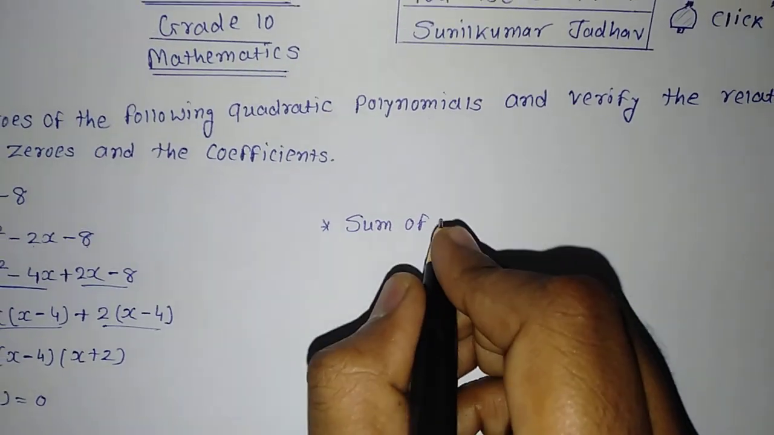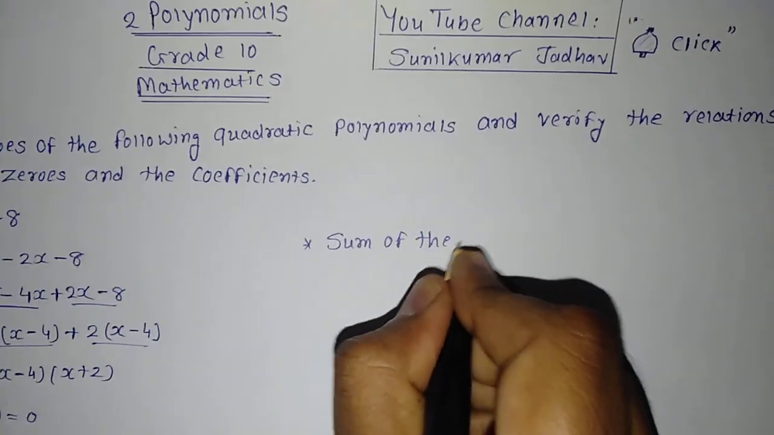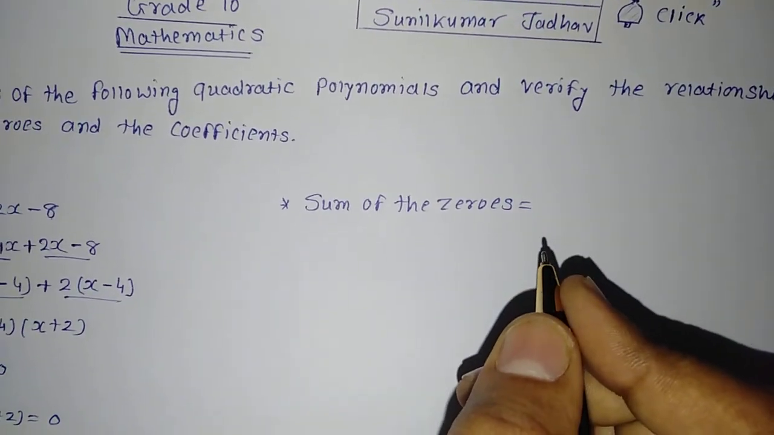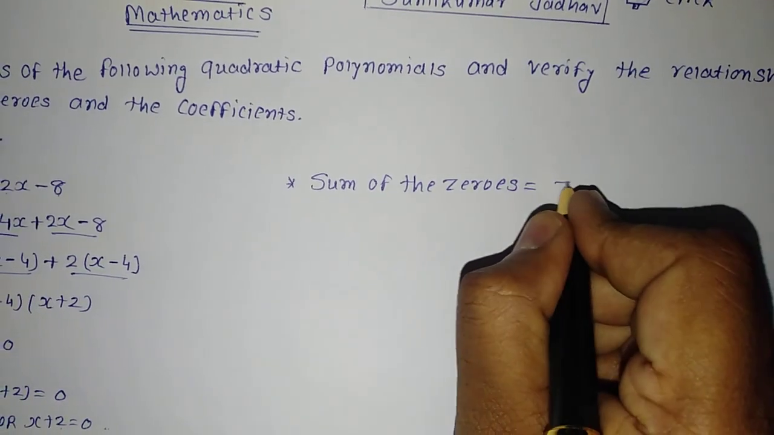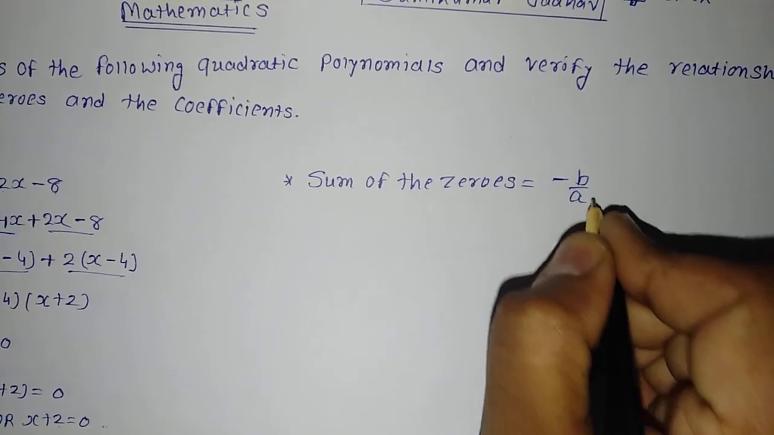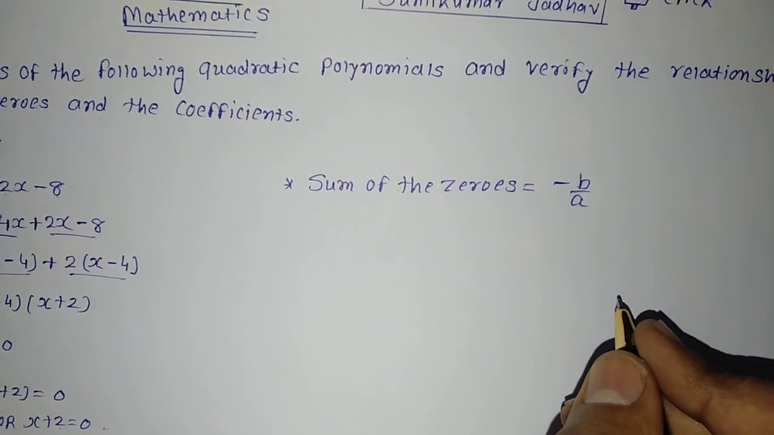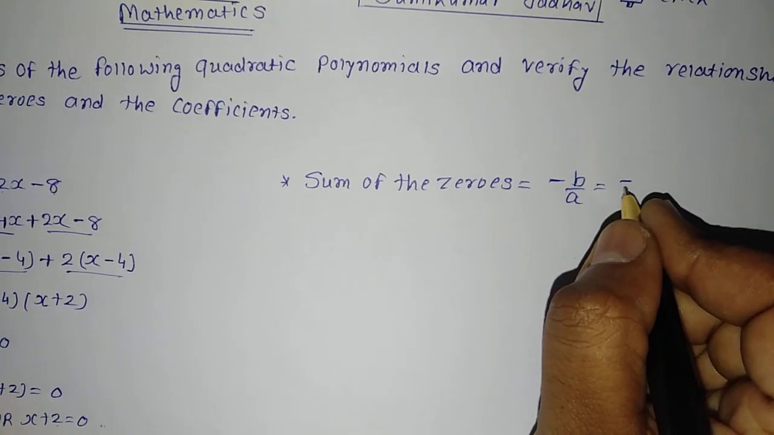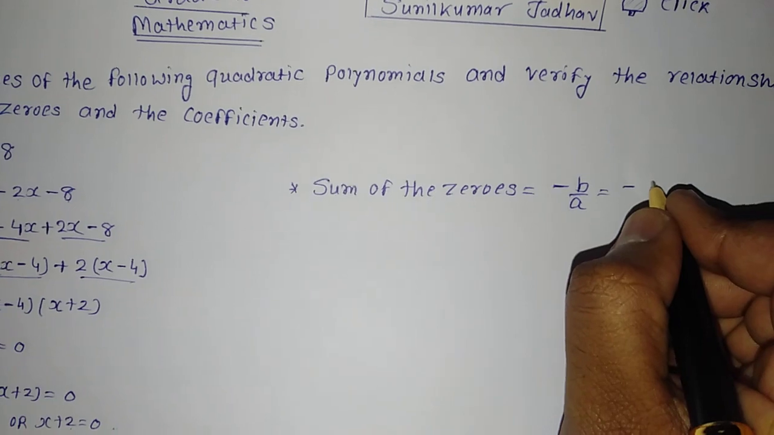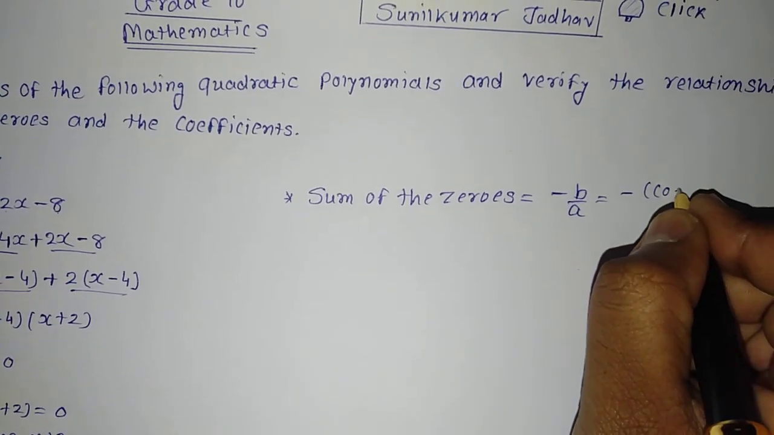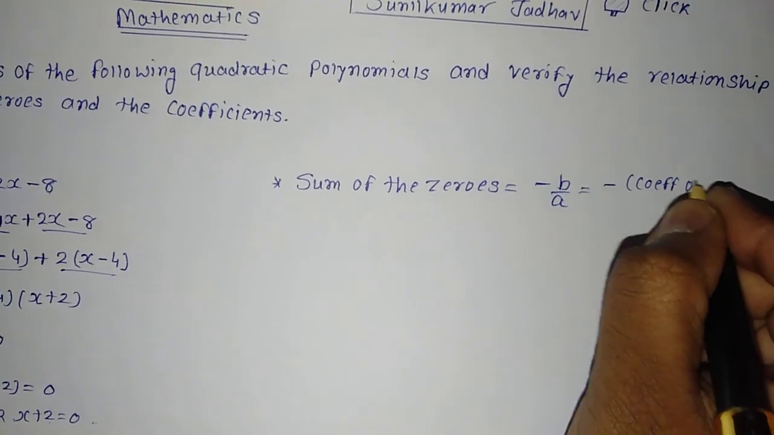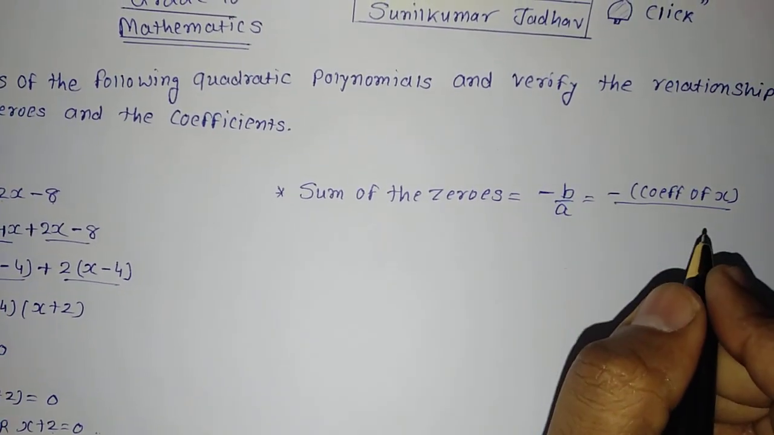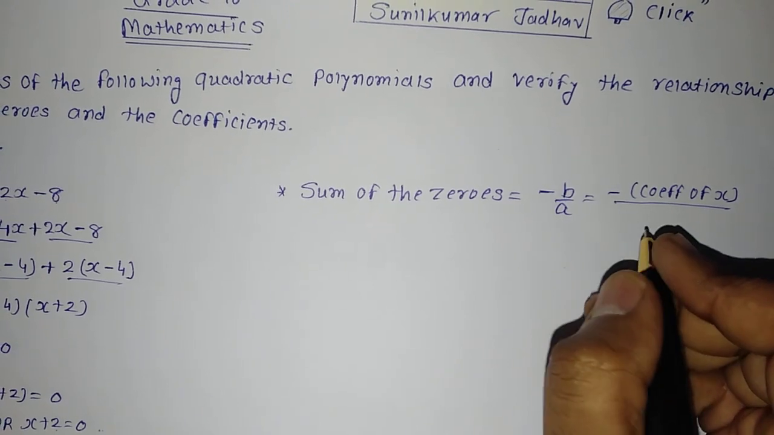Sum of the zeros. We know that alpha plus beta is equal to minus b upon a. What is the meaning of minus b upon a? We know that minus b upon a is equal to minus, what is b? b means the coefficient of x. I will write in short: minus coefficient of x upon coefficient of x square.